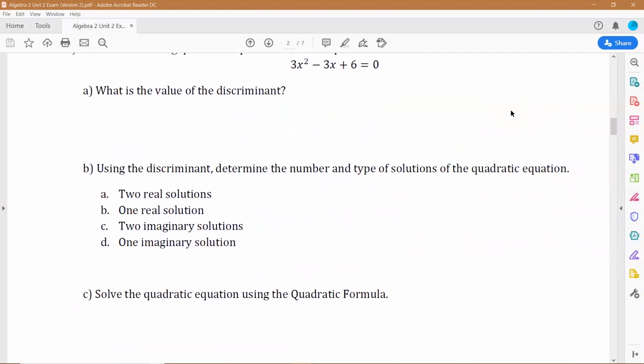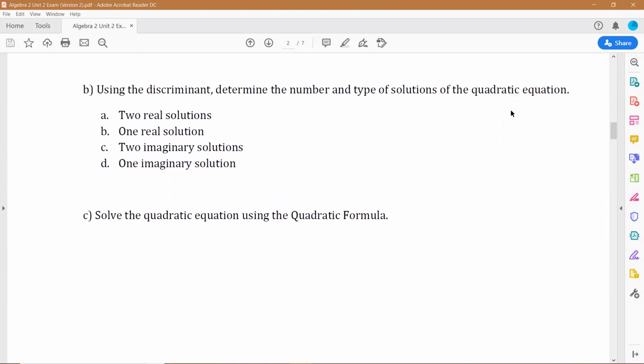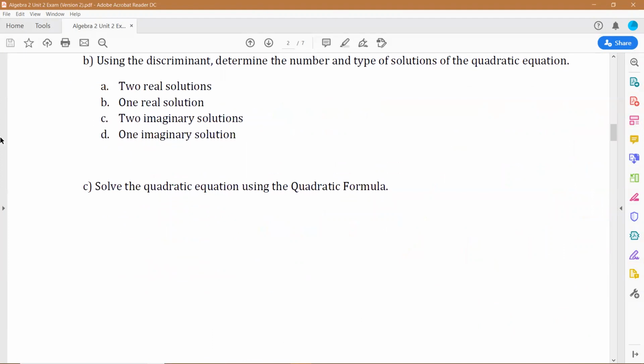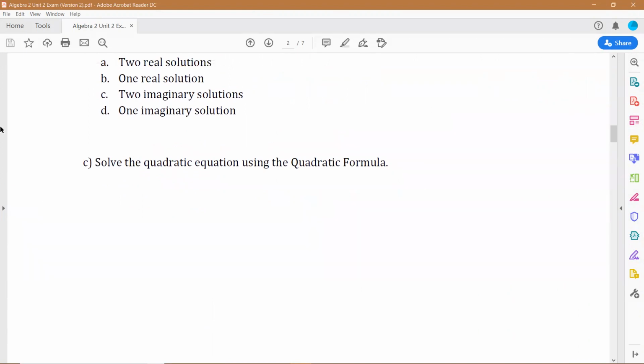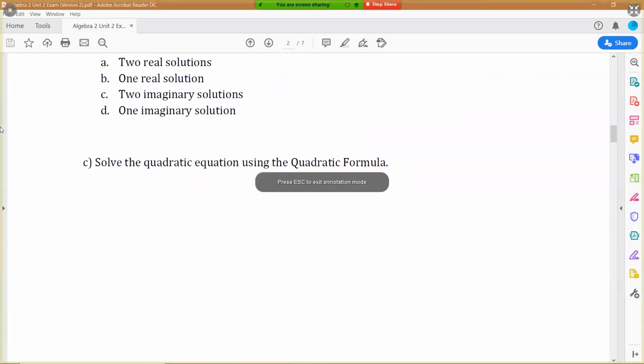All right, number 6, we're going to answer part A, B, and C about 3x squared minus 3x plus 6 equals 0. I'm going to scroll as much as I can so that I can fit everything on one screen. All right, I think that'll work. So part A asks us to find the value of the discriminant. Remember that we had the equation 3x squared minus 3x plus 6 equals 0. For part A, we're asked to find the discriminant.